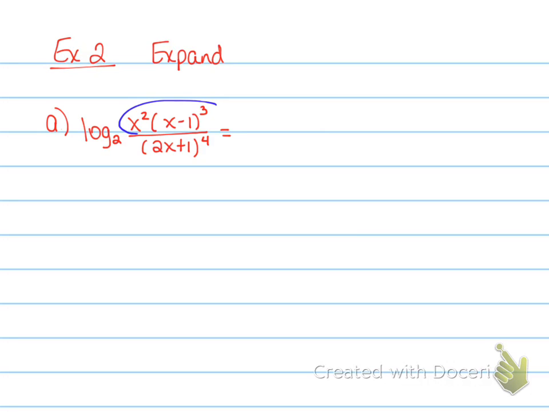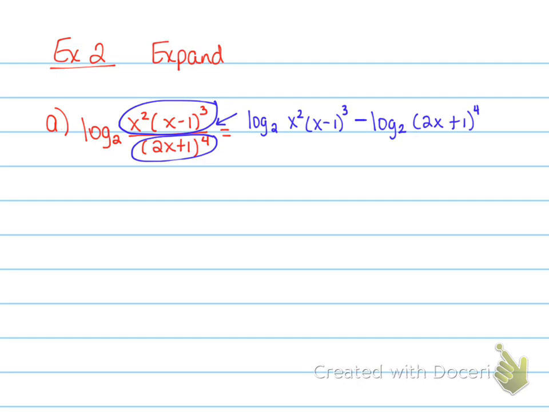You've got the top here where they're being multiplied. You've got the bottom, but first thing before you can actually touch the top or the bottom, you've got to separate them. And so we can separate them because they're being divided by subtraction. So we can rewrite this as log base 2 of the x squared times x minus 1 cubed minus, because it was division, log base 2 of 2x plus 1 to the 4th. And so all I did was I did log base 2 of the top minus log base 2 of the bottom. Then we can start working from there.